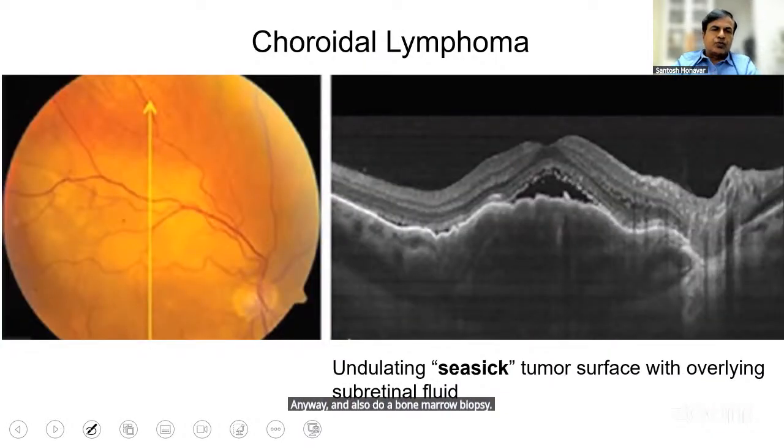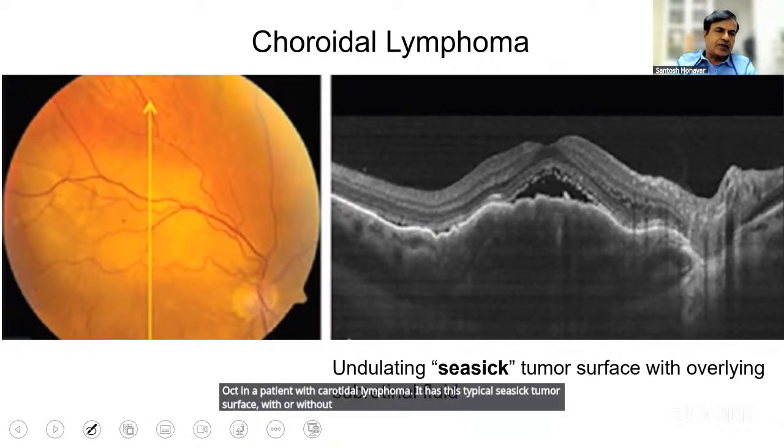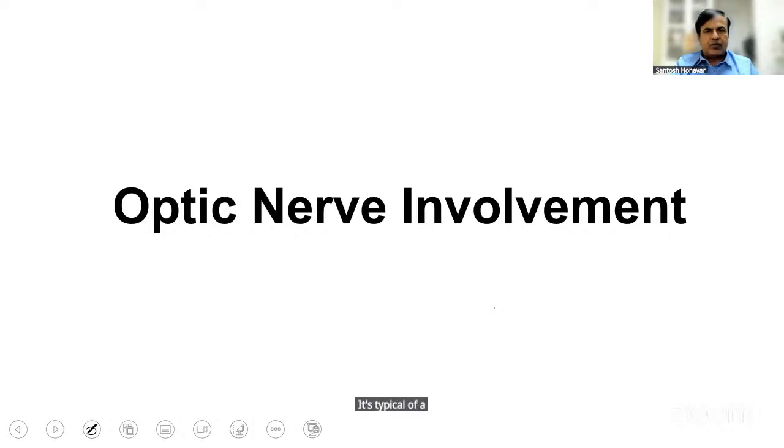Now, if you look at the OCT in a patient with choroidal lymphoma, it has this typical C-sick tumor surface with or without subretinal fluid. So this is the term that is used. C-sick tumor surface or undulated tumor surface is typical of a choroidal lymphoma OCT.